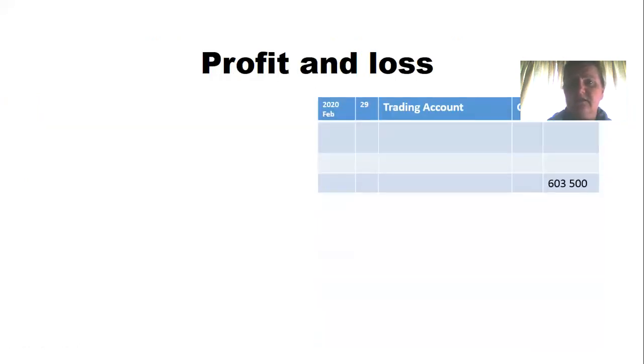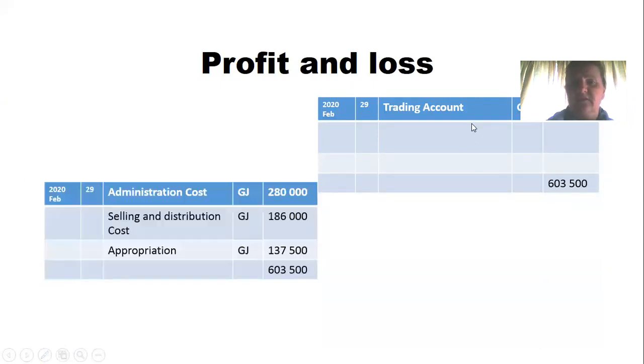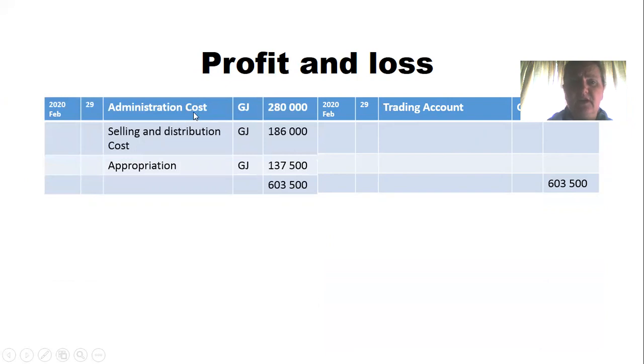So in the profit and loss account, I'm going to have the trading account amount that we calculated, and from that we're going to subtract my selling and distribution and administrative costs. The difference is then going to go to, depending on what type of organization you have, either capital for a sole trader or appropriation for any of the others. And that is all the ledger accounts that you need to know.